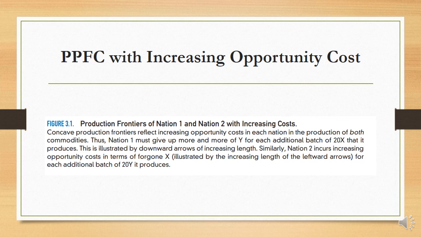The concave production frontier reflects increasing opportunity cost in each nation in the production of both commodities. Thus, nation 1 must give up more and more of Y for each additional batch of 20 X that is produced. It is illustrated by the downward arrows of increasing length. Similarly, nation 2 incurs increasing opportunity cost in terms of foregone X for each additional batch of 20 Y in production.